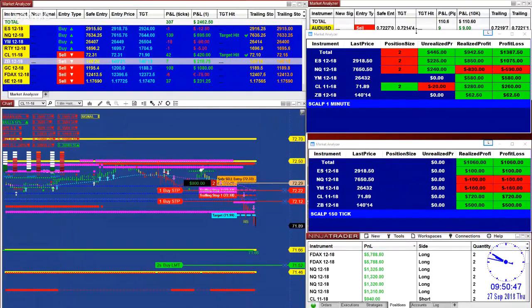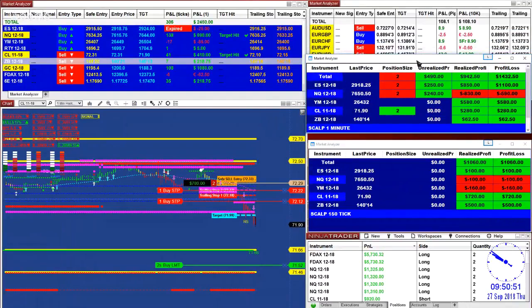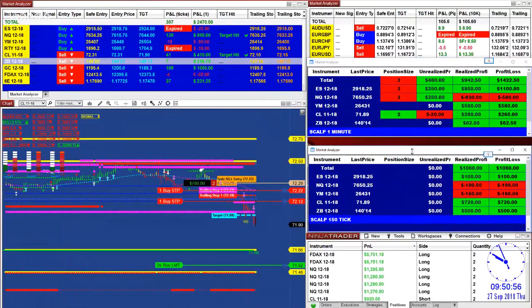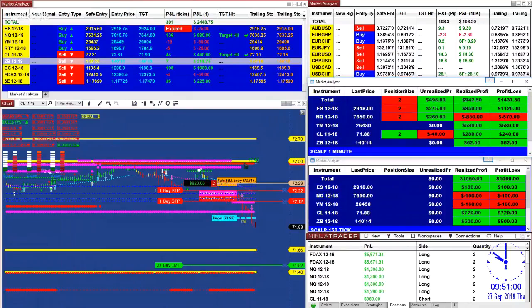And then we have the clock. It's 9:50. Normally we start at 10 o'clock. And we'll try to squeeze everything in one screen. I'm having a hard time squeezing everything in one screen. We will do that.